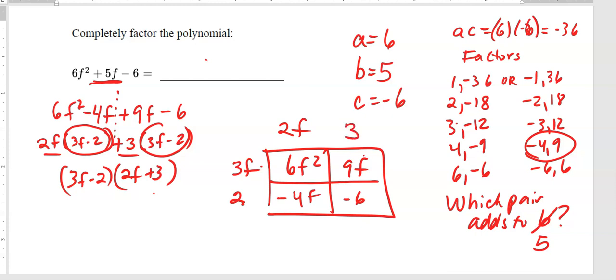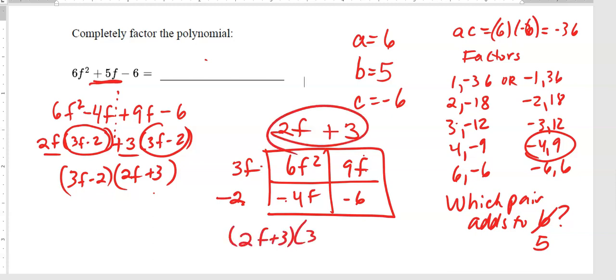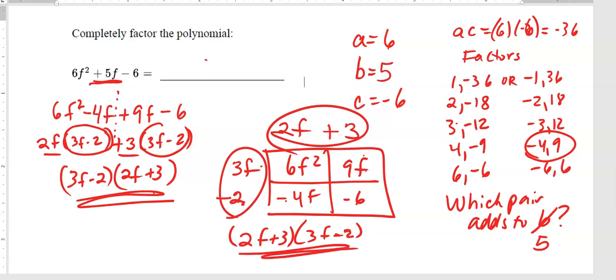Whatever it's touching is a sign. So this 3 is next to 9f, which is positive. But this 2 is next to a negative 4f, so it's going to be negative. So you can see I get 2f plus 3 times 3f minus 2, which is the same answer. Either way, you can choose whichever you like. And you can also check this by multiplying.